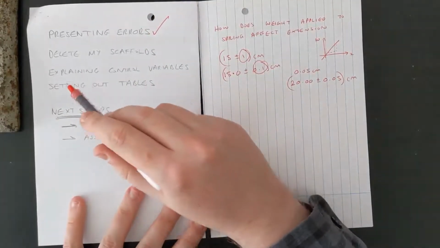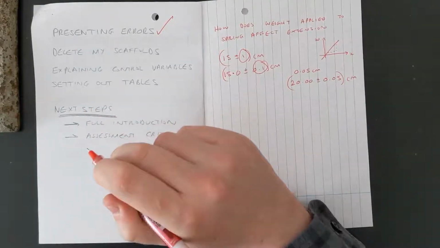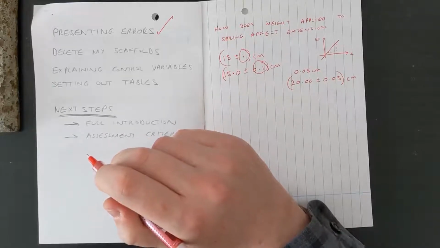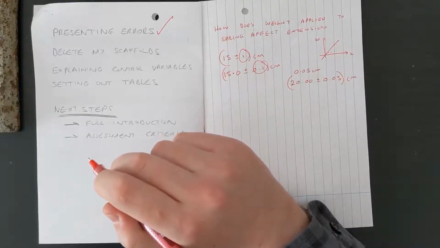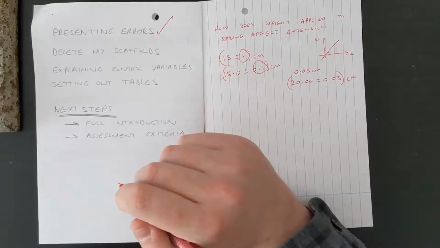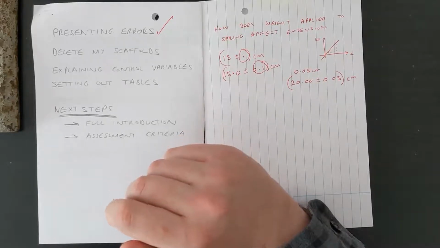Second is a very simple one. Please delete my scaffolds. All of those words that I've put into the base document saying things like control variables, you should have at least 5 of these. Method, written in a paragraph in the past tense reporting style. Get rid of all of those now. You've had that information. You've used that to inform your initial writing. You don't need it there anymore.